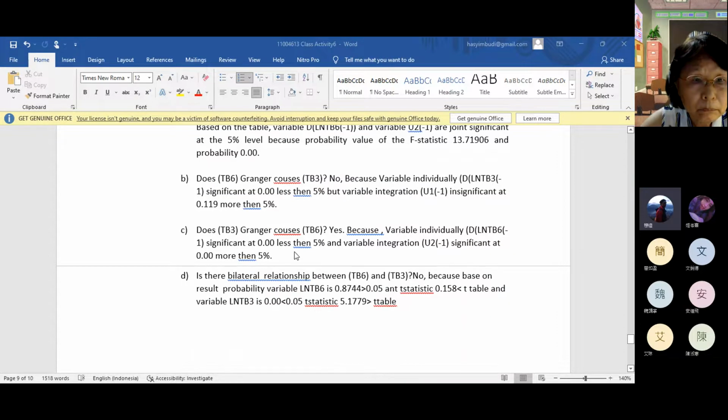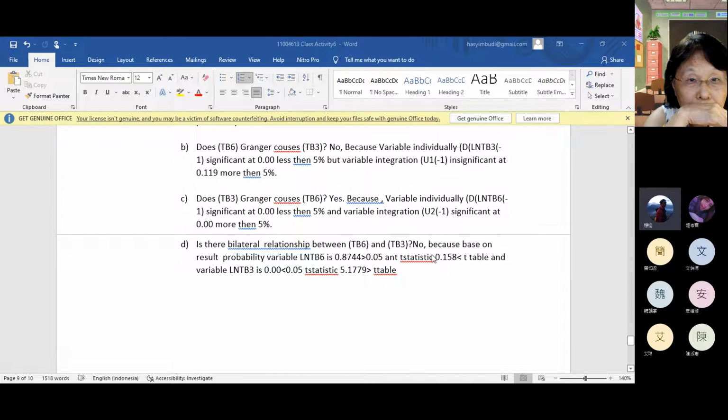And C, does TB3 Granger cause TB6? Yes, because the variable individual and the variable integration are significant. Is there a bilateral relationship between TB6 and TB3? No, because based on the result probability, the statistic table for TB6 is not significant, and the table for TB3 is significant.